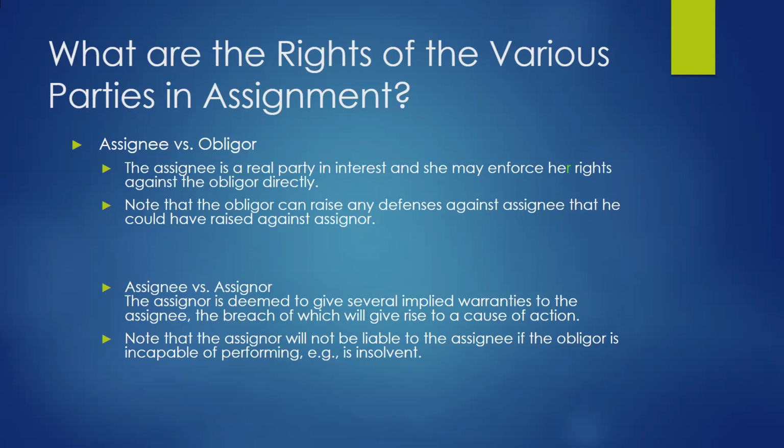Assignee versus assignor. The assignor is deemed to give several implied warranties to the assignee, the breach of which will give rise to a cause of action. Note that the assignor will not be liable to the assignee if the obligor is incapable of performing, e.g., is insolvent.